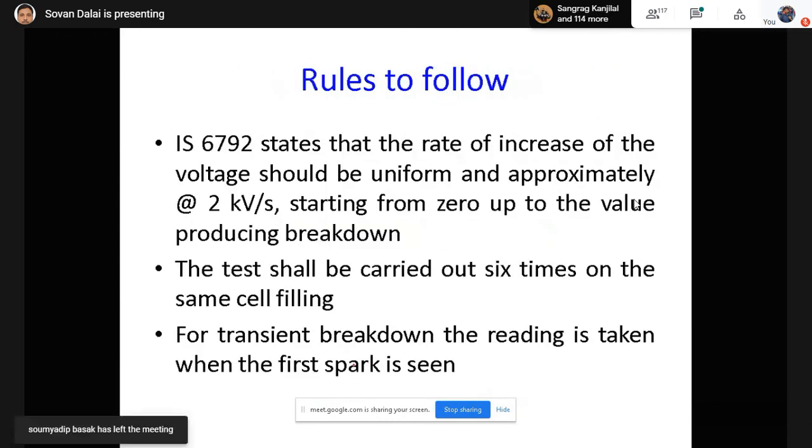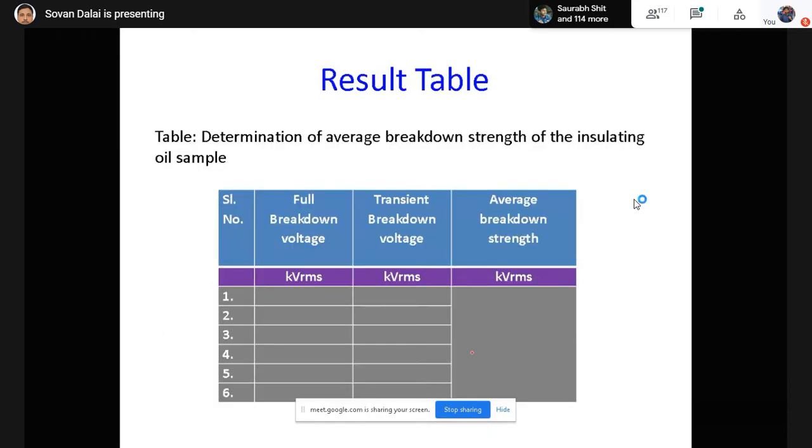Before going to the demonstration with the help of the app, I want to mention some basic rules you have to follow. IS 6792 states, as I mentioned, that you have to increase the voltage at 2 kV per second. The test is carried out 6 times on the same cell filling. For a transient breakdown, the reading is taken when the first spark is seen. So this is the complete result table, and this is the average breakdown strength. Mind that this average breakdown strength is equivalent to the average breakdown voltage because we maintain the same gap spacing throughout our country.